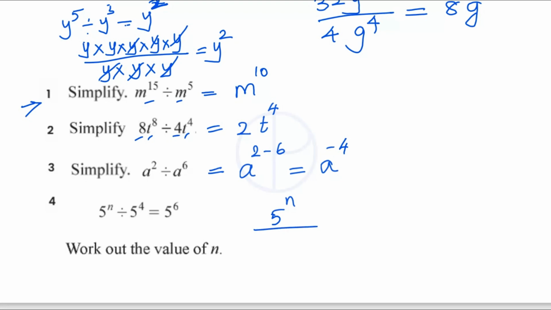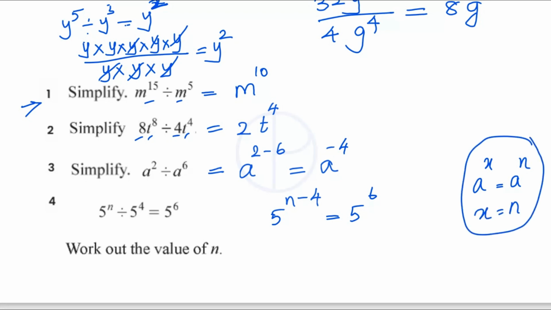The next question is 5 power n divided by 5 power 4. Can be written as 5 power n minus 4 equal to 5 power 6. Okay. Remember the law, a power x equal to a power n. When a power x equal to a power n, x is nothing but n. By applying that, when the bases are same, the power can be equated. So n minus 4 equal to 6. So by adding 4 on both the sides, we get n is equal to 10.